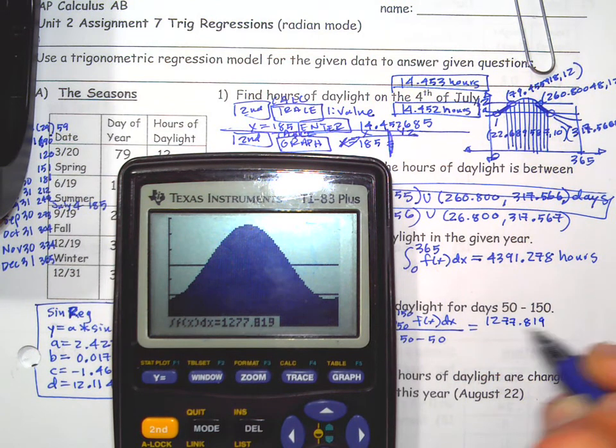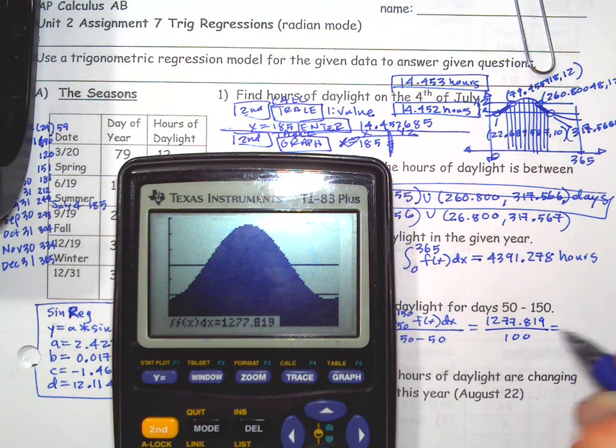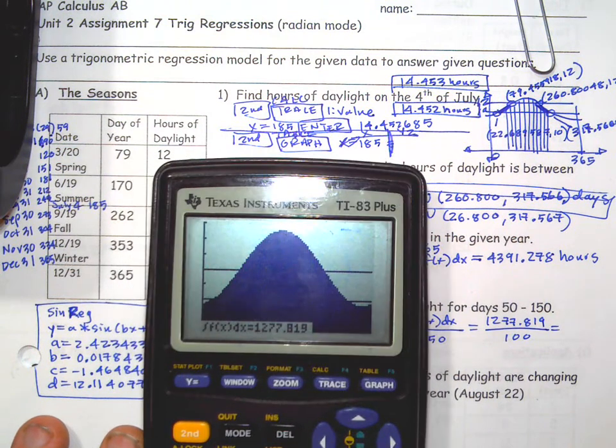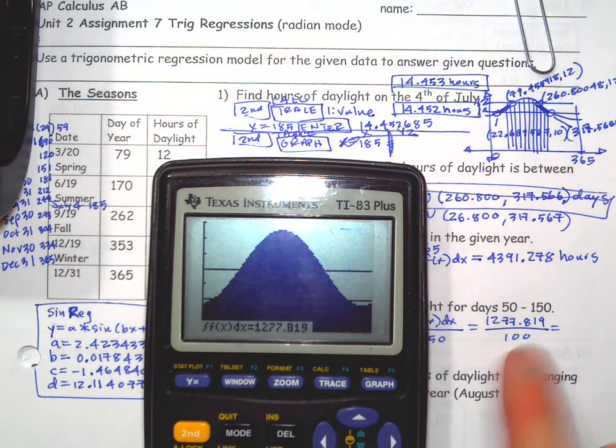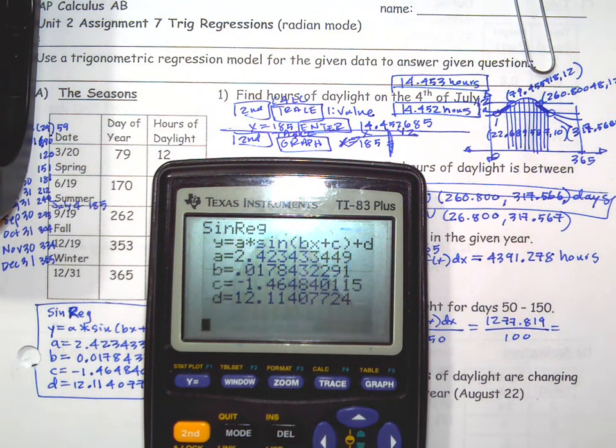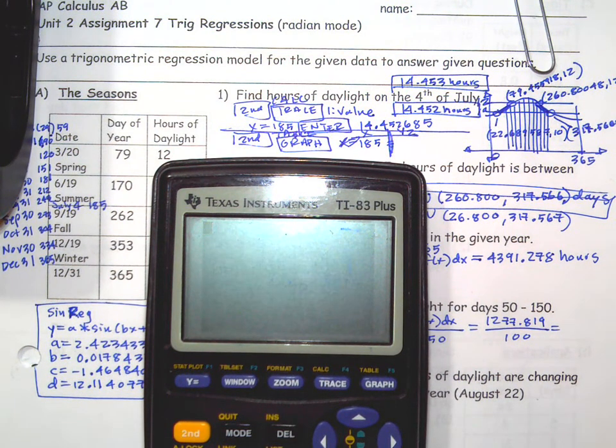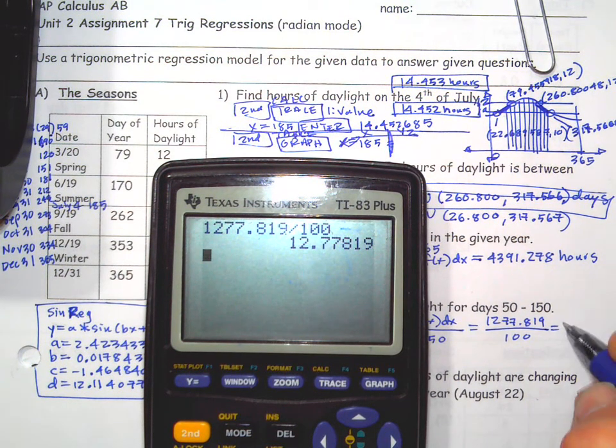1277.819. Now I'm a little bothered that I can't see more than 3 decimal places of accuracy, because who knows if that's rounded or not. And if I want to divide this by some weird number, I'd have to go back and type it on the home screen, 1277.819 divided by 100. So the answer is going to be 12.778 hours per day, rounded or truncated, the average hours per day of sunlight.